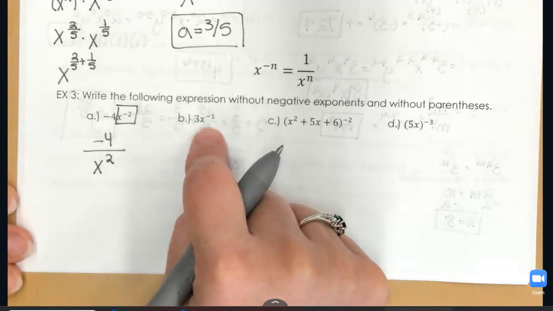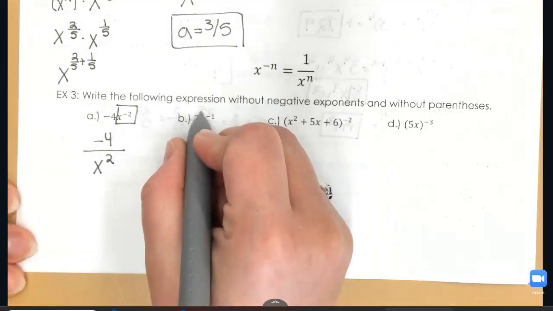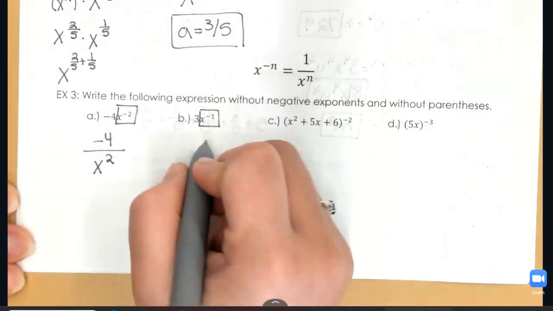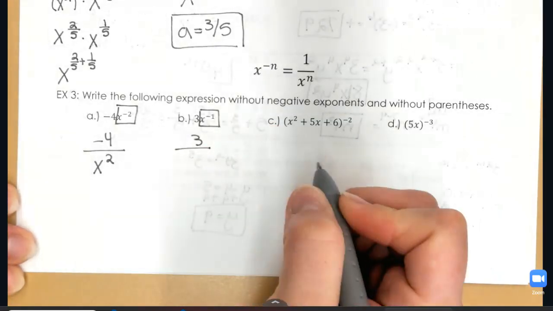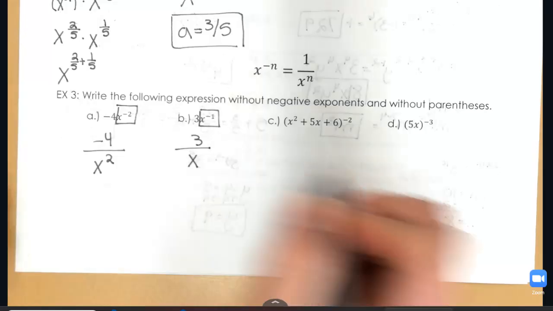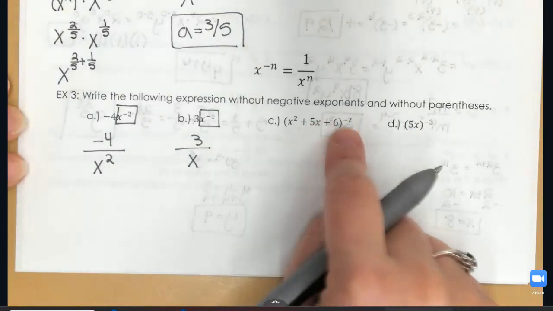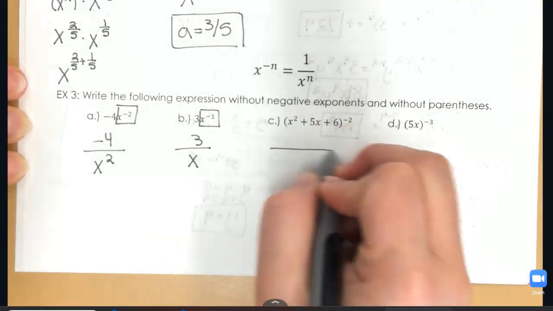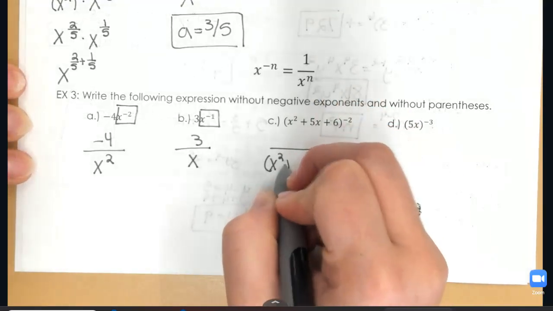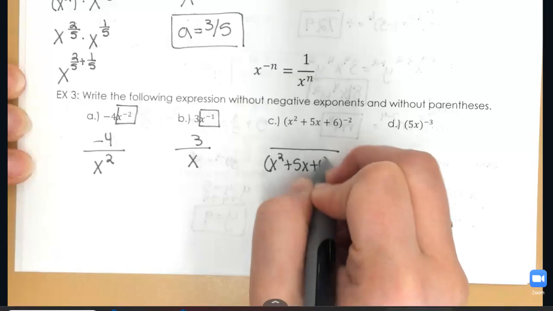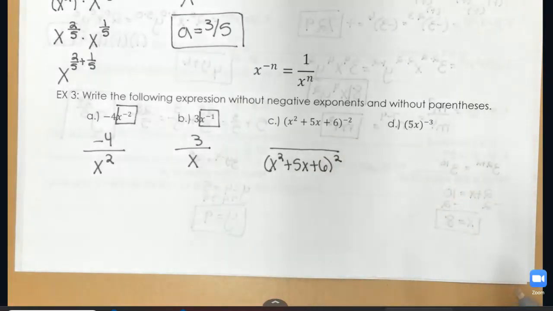On b, I have 3x to the negative 1. So again, there's no parentheses. This only applies to the x. So 3 will stay in my numerator, and x moves to the bottom, x to the 1. On the next part, I do now have parentheses, so this whole thing needs to move to my denominator, and I will now have this to the positive 2 power. And because I moved my entire term to the denominator, my numerator is just going to be 1.